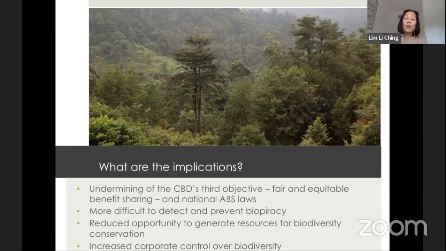It's reduced the opportunity to generate resources for biodiversity conservation, because now, rather than the benefits being shared back with the countries which have been safeguarding the biodiversity, or with the communities that have been safeguarding the biodiversity, they're being captured instead, for example, by pharmaceutical companies. And this has resulted in increased corporate control over biodiversity.